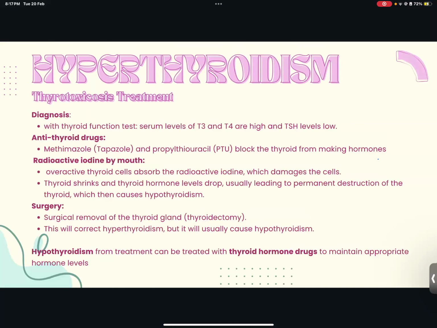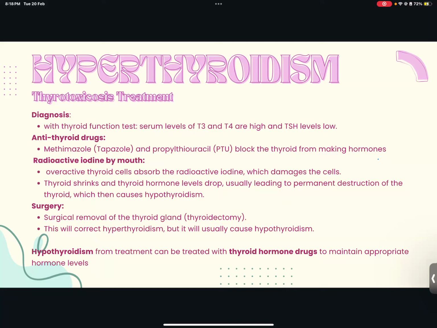Now, the treatment of thyrotoxicosis. First, how do we diagnose thyrotoxicosis? First of all, we carry out a thyroid function test. So we test levels of serum T3 and T4 and TSH. If T3 and T4 are high and TSH levels are low, then this is what's going to tell you that the patient has thyrotoxicosis. Now, how do we treat it? We treat it using anti-thyroid drugs like methimazole and propylthiouracil, and those are going to block the thyroid from making hormones.